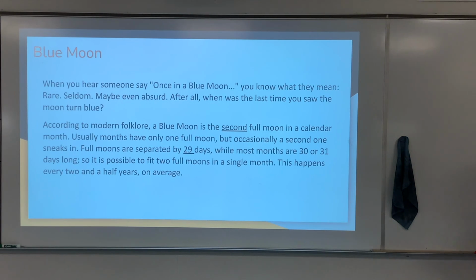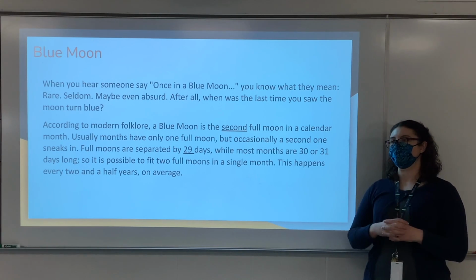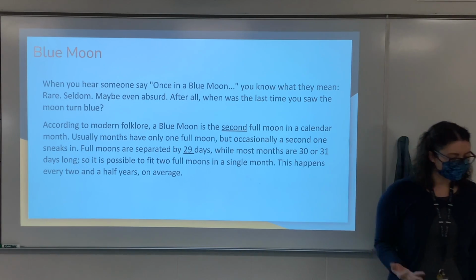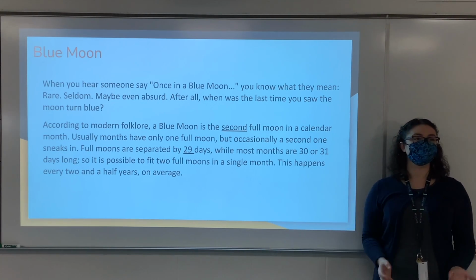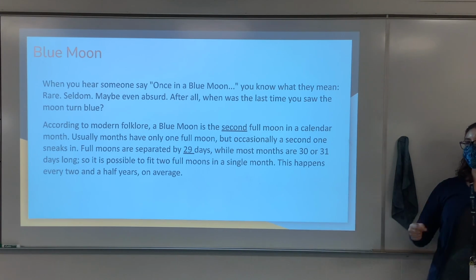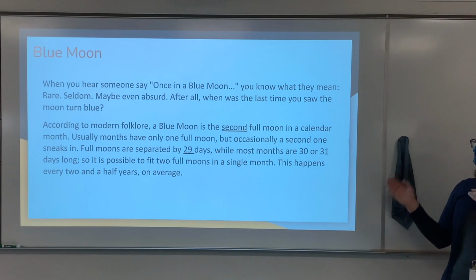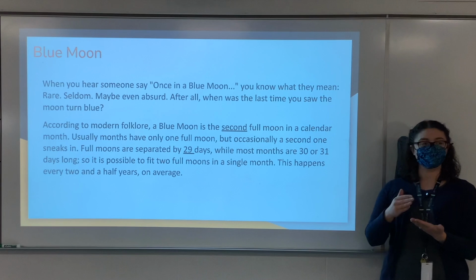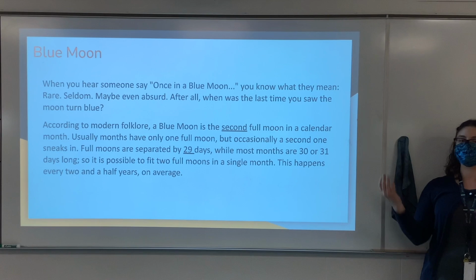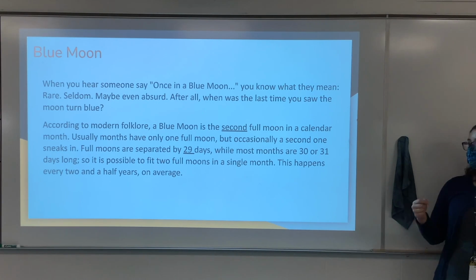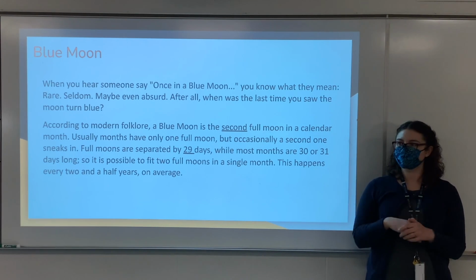A blue moon, we use this saying a lot. You say once in a blue moon, you mean something that happens rarely or very infrequently. When we're talking about astronomy, a blue moon refers to the second full moon in a calendar month. Now, this doesn't happen very often, but it can happen because full moons are separated by 29 days, but most months are 30 to 31 days. So you can technically squeeze 2 full moons within a month. And this happens every 2.5 years or so, we get a blue moon.